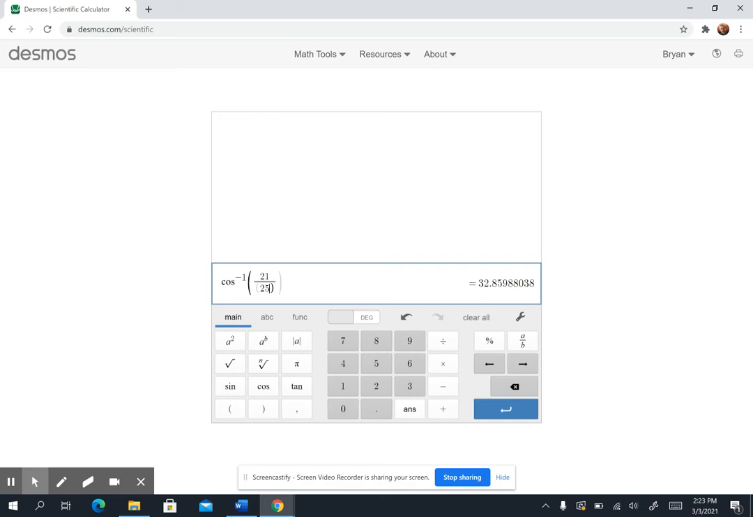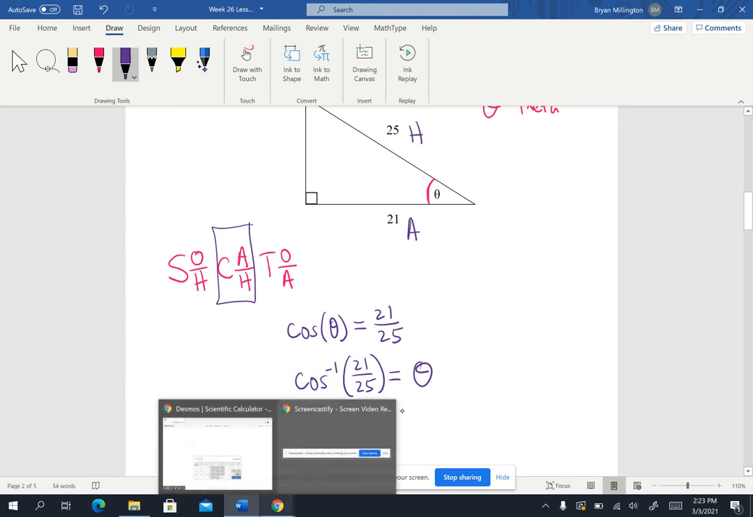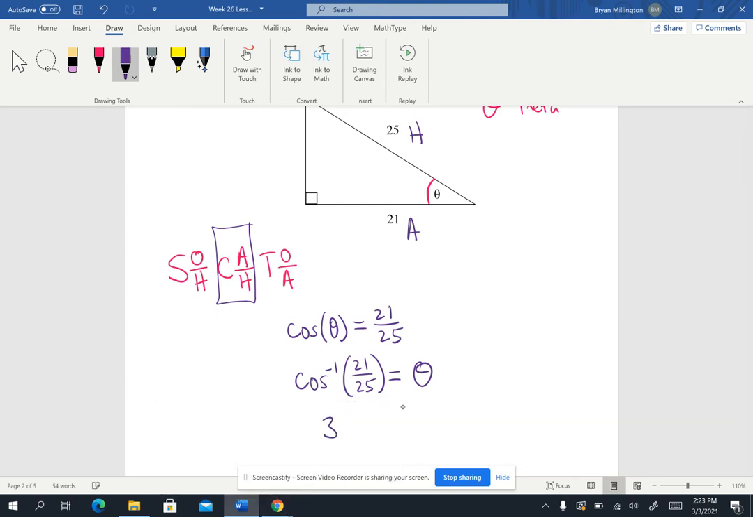Anyways, you can see here the answer is 32.8598. If I round that, it would be like 32.860, if you're going to round to 3 decimal places. So yeah, you could just go 32.86 for this one. So theta is 32.86. I'm going to use these squiggles because it's not equal to exactly that. I did some rounding. So 32.86 is approximately what theta is equal to.